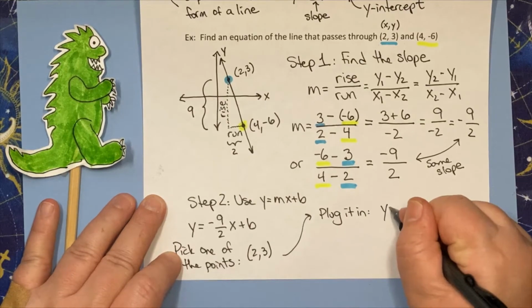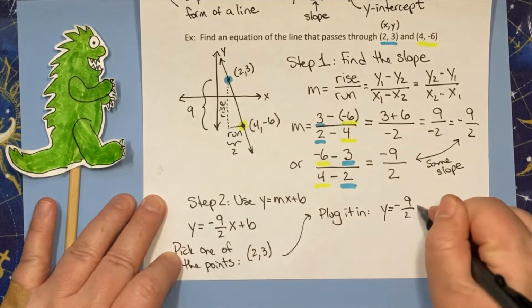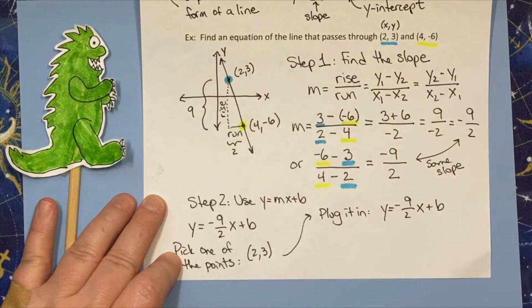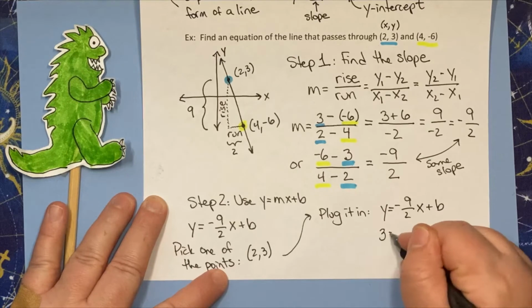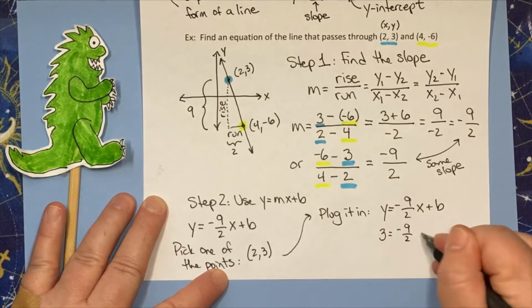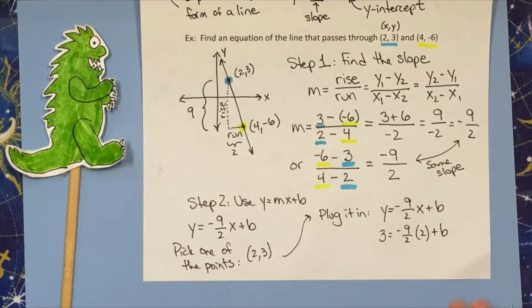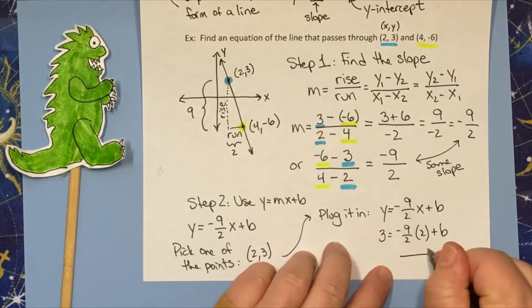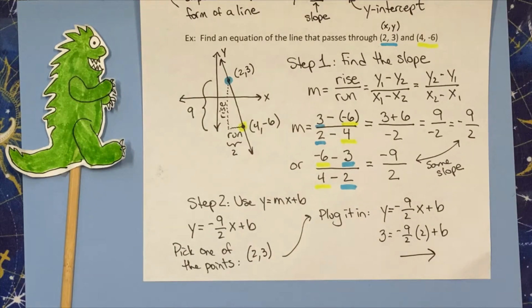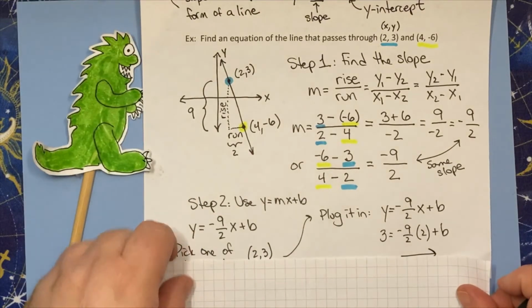So I have y equals -9/2 x plus b, and I plug in 2, 3. So the y value is 3. The x value is 2. And we have to figure out what b is. We also need to get some more paper. So let me continue this on another sheet of paper.